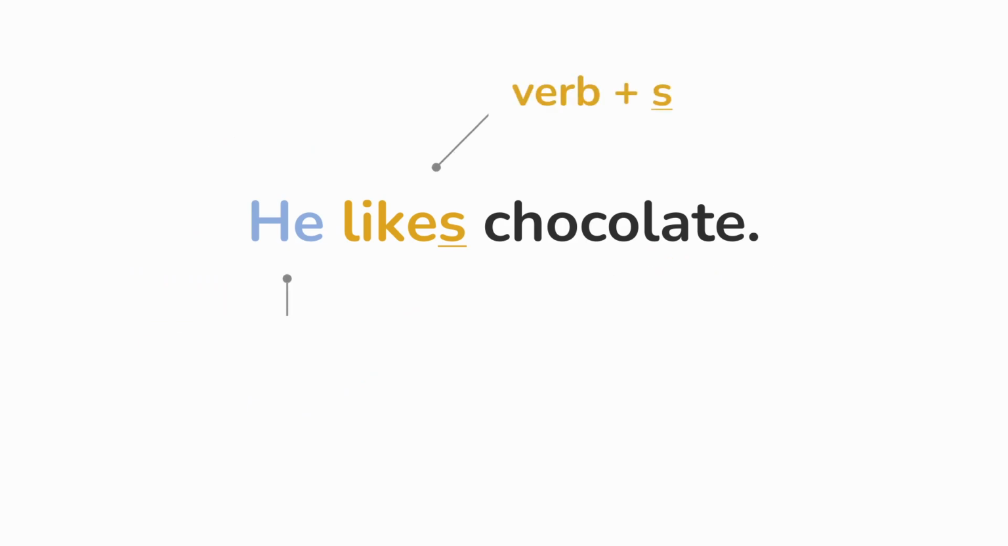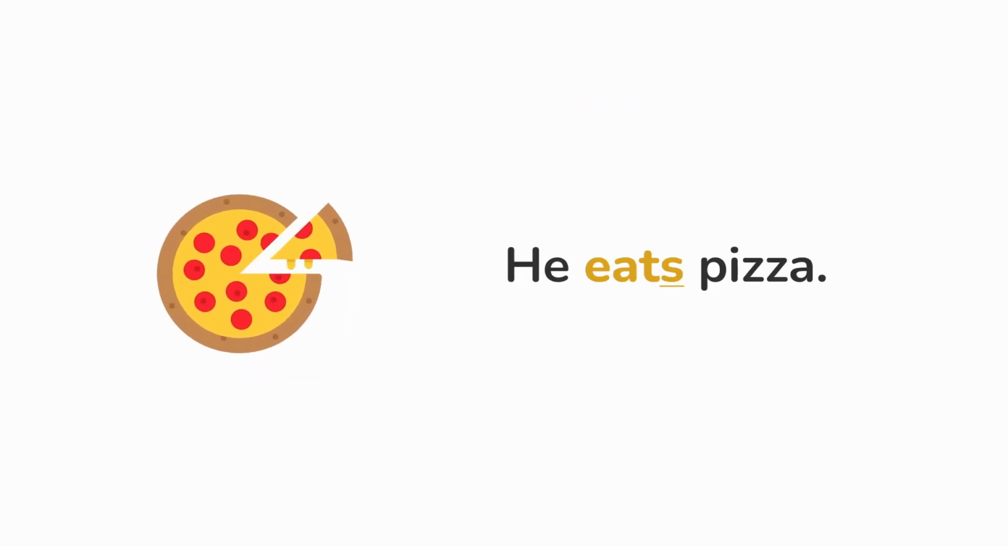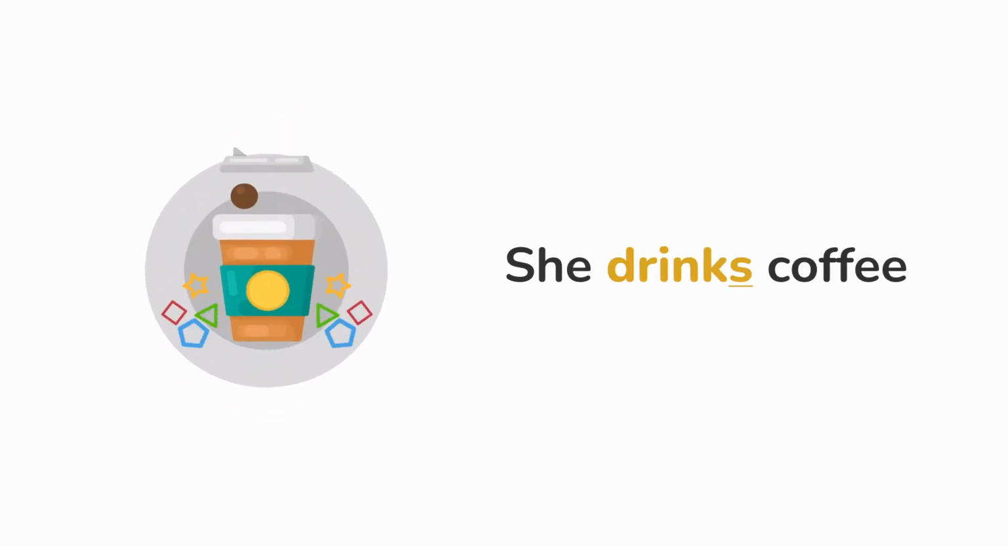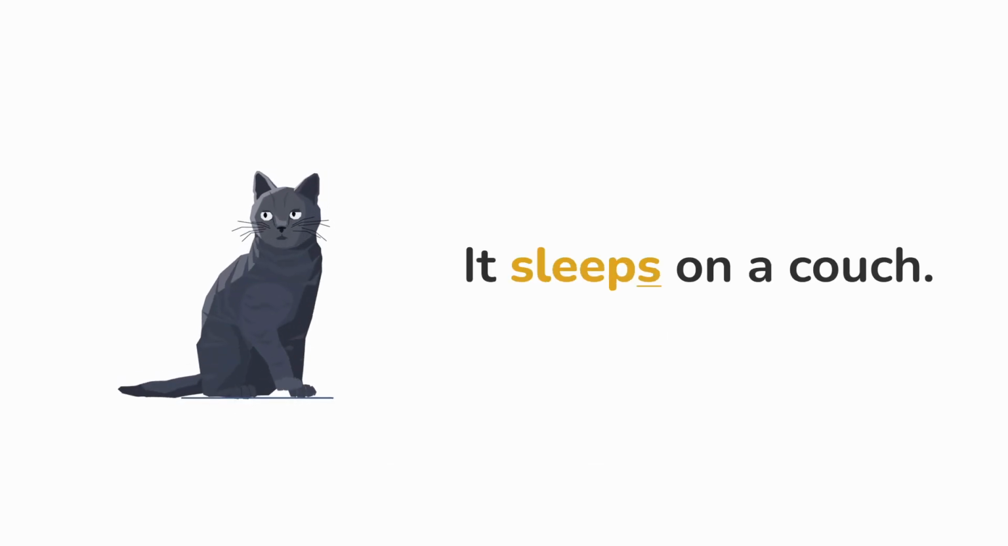We use the verb plus s when the subject is he, she, or it. For example, he eats pizza. She drinks coffee. It sleeps on a couch.